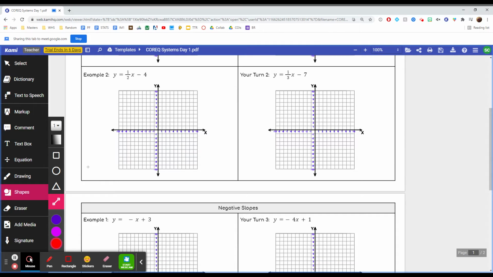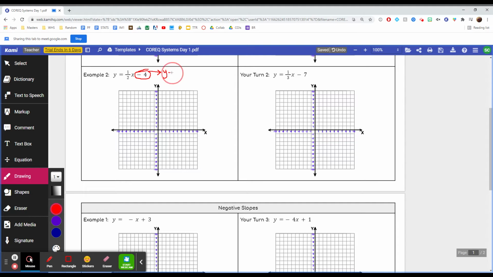And the second example says y equals 1/2 x minus 4. Okay, so again, let's first identify what the y-intercept is. It's always the number that is farther away from y. So in this case, it is the negative 4. Okay, so this is my y-intercept.